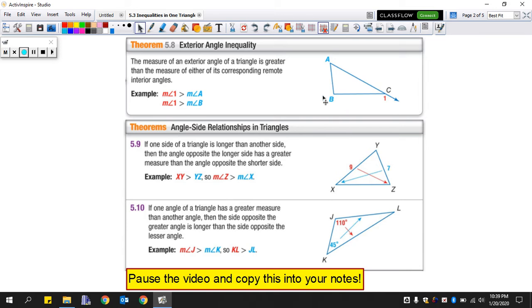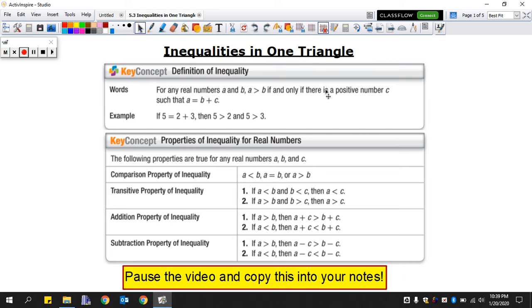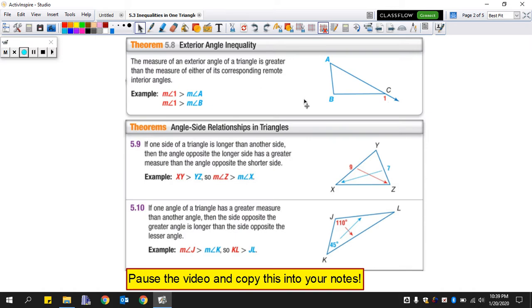Well, this goes back to the definition of inequality that we talked about on the first slide, that the exterior angle is going to be bigger than the measure of angle A, and the measure of angle 1 is bigger than the measure of angle B. All right, and we're going to do some work with that as far as identifying which angles are bigger in a triangle.